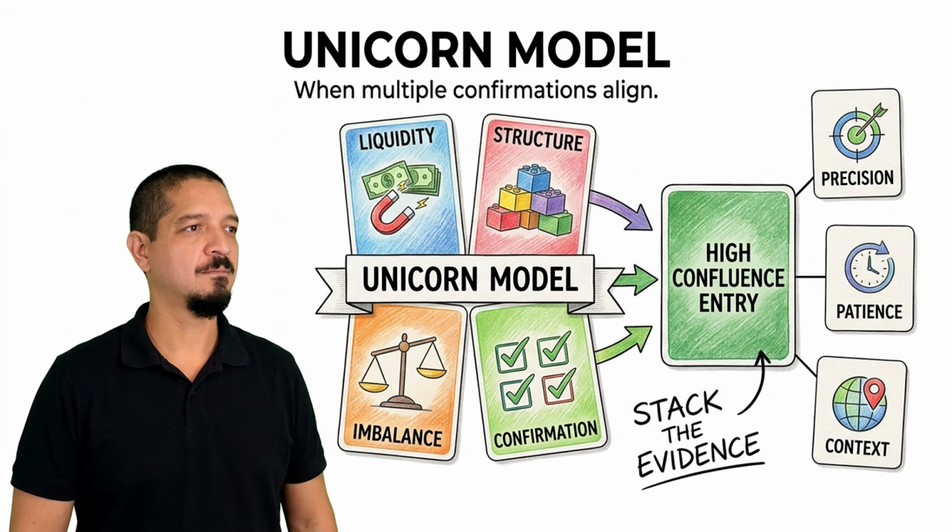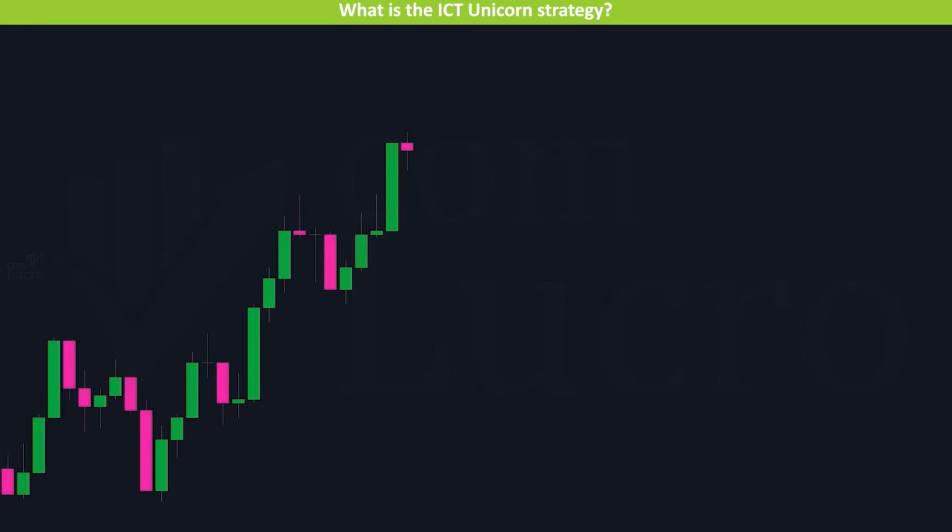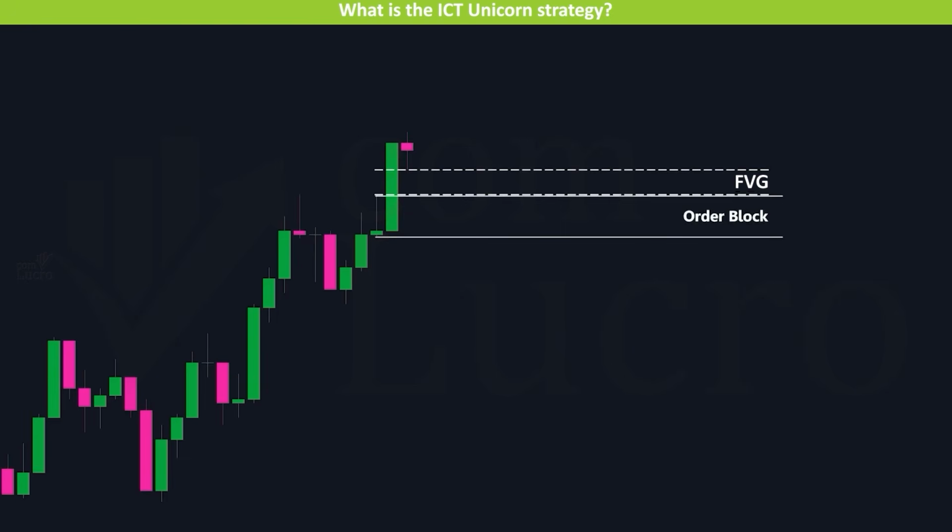But in some situations, we want even stronger confirmation, where market structure failure and imbalance overlap in the same area. That is where the Unicorn Model becomes useful. So what is the ICT Unicorn strategy? The ICT Unicorn is a trade entry strategy from ICT that focuses on high-quality setups formed by the overlap of a breaker block and an unmitigated fair value gap.